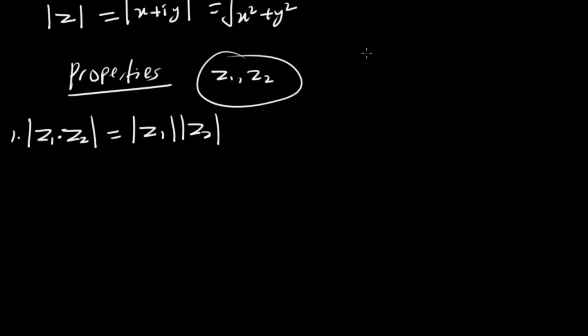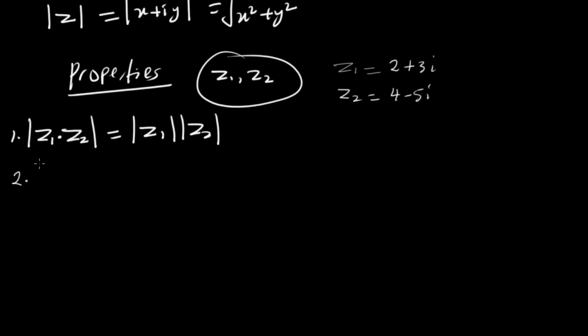For example, if you have a complex number z1, which is defined as 2 plus 3i, and we have z2, which is defined as 4 minus 5i. So if you find the modulus of z1 and also the modulus of z2 and multiply them together, it will be the same as multiplying z1 and z2 and finding their modulus. So that's the first property of the modulus of a complex number.